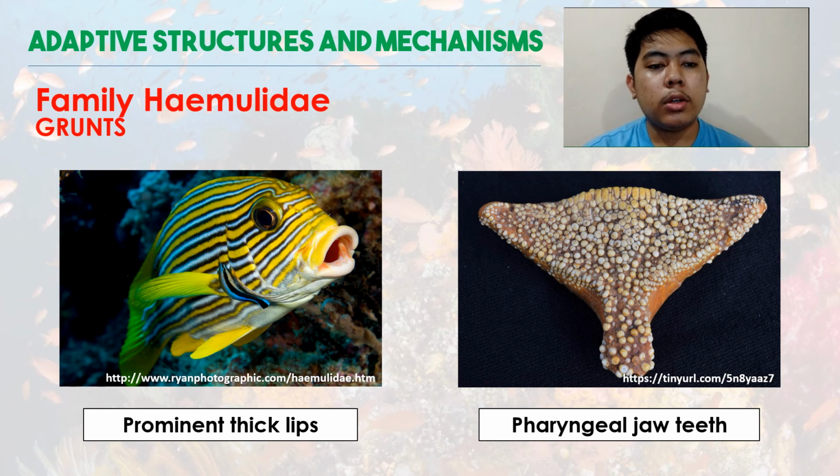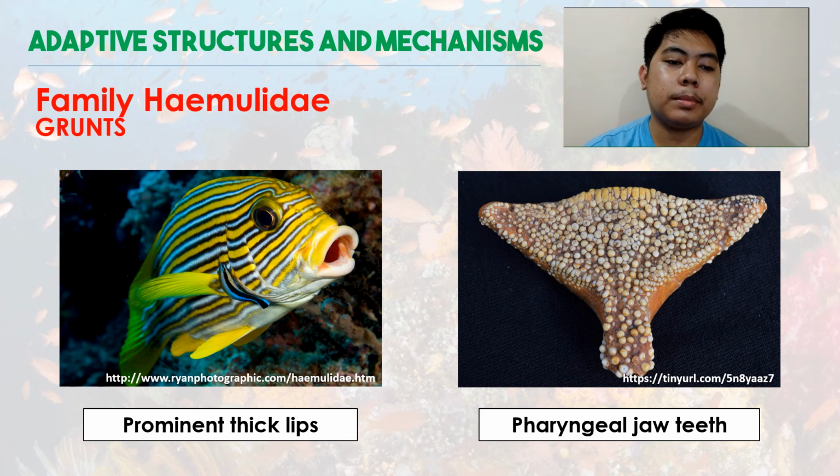Also, grunts have pharyngeal jaw teeth. Grunt fishes grind their pharyngeal jaw teeth to produce pig-like grunt noises, which they amplify with their gas bladder. These sounds are made by the species for communication and oftentimes as a fright response when they are caught.